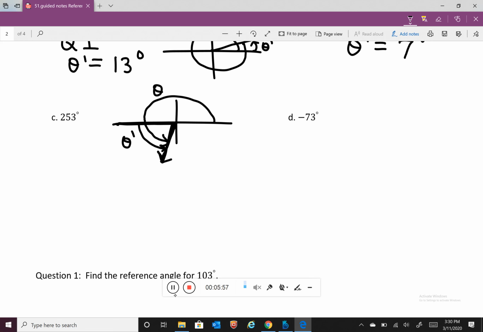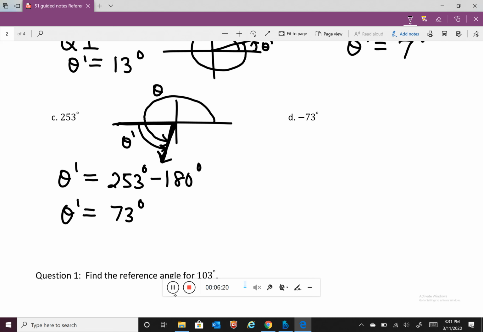So 253 degrees is past the x-axis, and to find its difference, we start with 253 degrees and we subtract 180 degrees, which gives us our reference angle of 73 degrees.